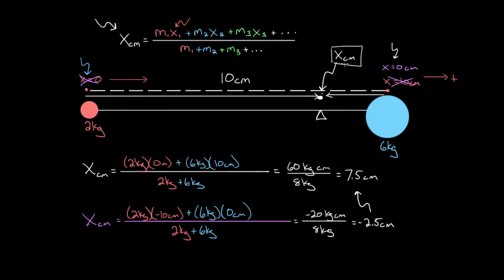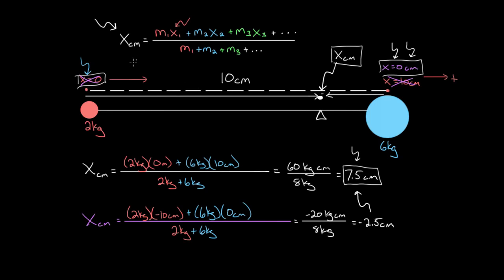It has to. It can't change based on whether you're calling this point 0 or this point 0, but you have to be careful and consistent with your choice. Any choice will work, but you have to be consistent with it, and you have to know at the end, where is this answer measured from? Otherwise, you won't be able to interpret what this number means at the end.